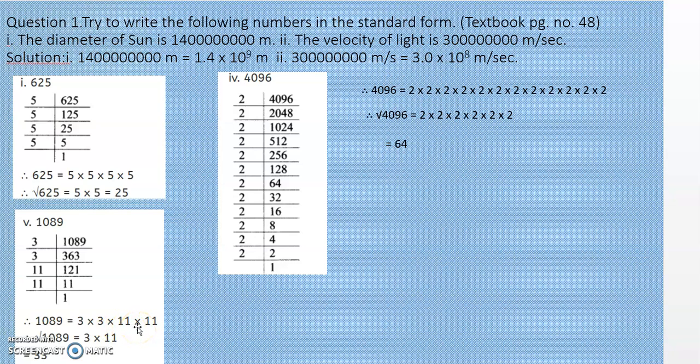11 into 11, that is one group. So when you put the under root, that means it is a square root. Now you have to take only one number. From these two, you have to take one number. 3 into 11, so that is 33.